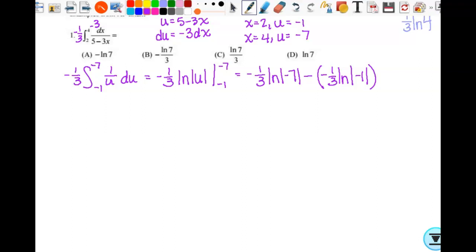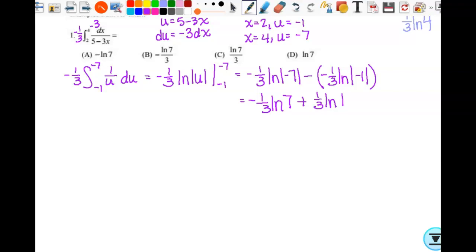Then we have to know some things about logs, right? And absolute values. First of all, this is negative 1/3 times the natural log. What's the absolute value of negative 7? 7, okay? Minus, all right, the absolute value of negative 1 is 1. So really this is plus 1/3 natural log of 1. What's the natural log of 1? 0. So the natural log of 1 is 0.